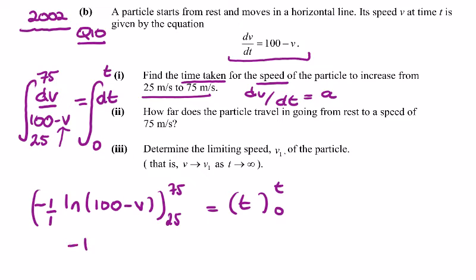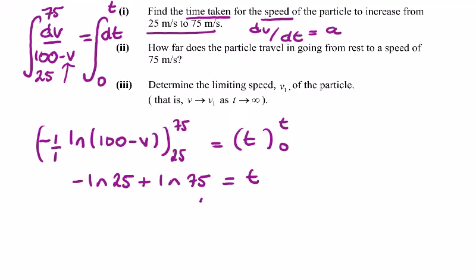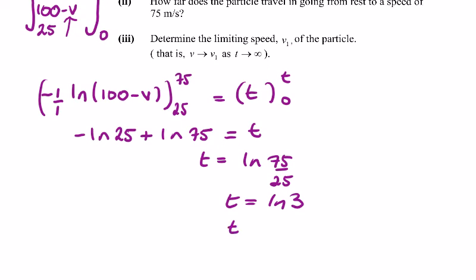So we're going to get minus the natural log of 100 minus 75, which is 25, plus the natural log of 100 minus 25, which is 75, will be equal to t. So t will be equal to the natural log of 75 over 25. So t is equal to the natural log of 3. And on a calculator, natural log of 3 gives me 1.1, and time is in seconds. So that's part 1.